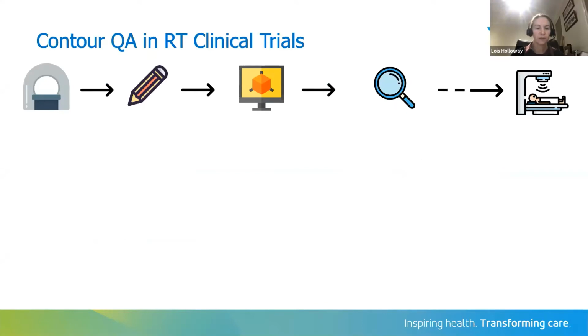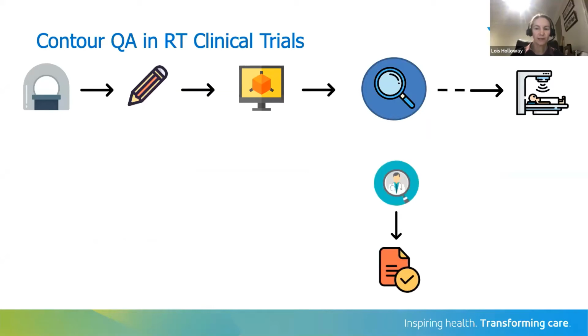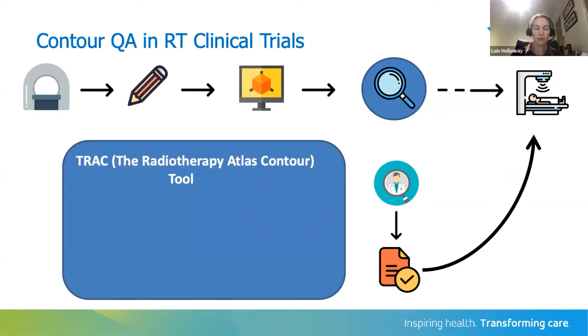So as I'm sure many of you are aware, we're starting with our images, we're delineating this, or our clinicians are delineating this. And then what we want to be able to do is to review those delineations before our patient gets onto the treatment couch. And so this process requires an expert in this area to be able to review those. They need to do this in a timely fashion, and we need to be able to act on that before the patient gets onto the treatment couch.